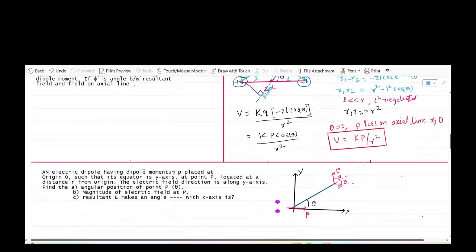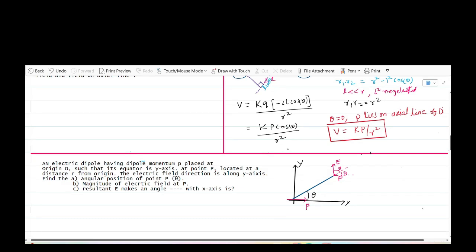So now coming to theta equal to 90 degrees. That means the equatorial line. When theta equals 90, P comes to the equatorial line.